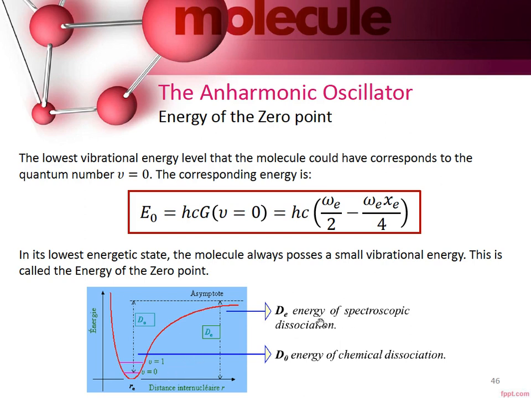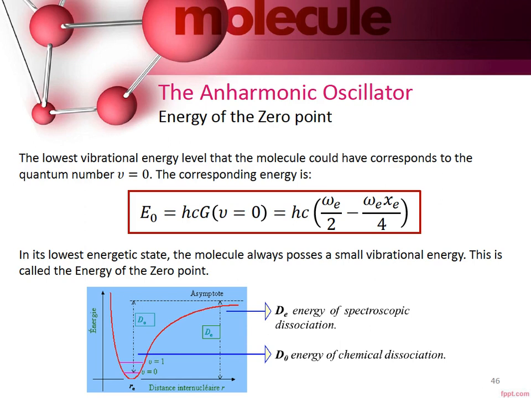DE is called the energy of the spectroscopic dissociation. And this is basically the difference between absolute 0 energy, which does not exist, so that's why it's spectroscopic, the 0 level, the complete 0 value, and the highest level of the vibrational energy above which the potential goes away, which means that the molecule is dissociated. This is called the energy of the spectroscopic dissociation, DE.